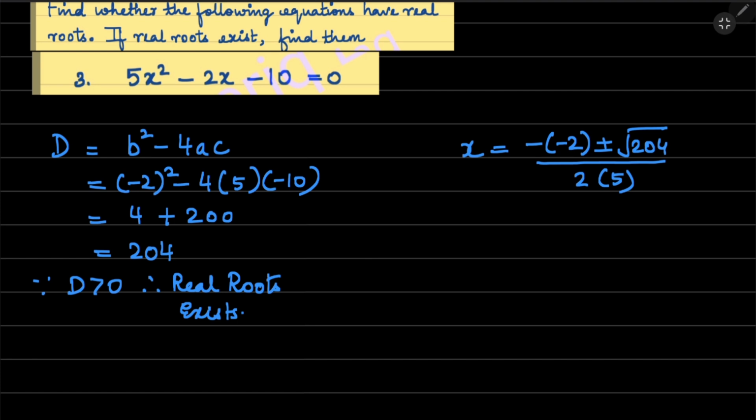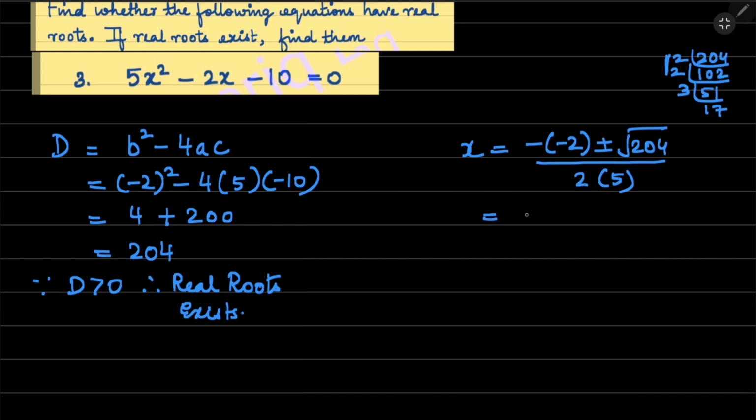Okay. So this 204, how can we write it? So 204, do the prime factorization. 2 ones are 2, 2 0 2, again 2 5s are 10, 51, again 3 17s are 51, right? So you can write it as 2 root 51, 3 into 17.